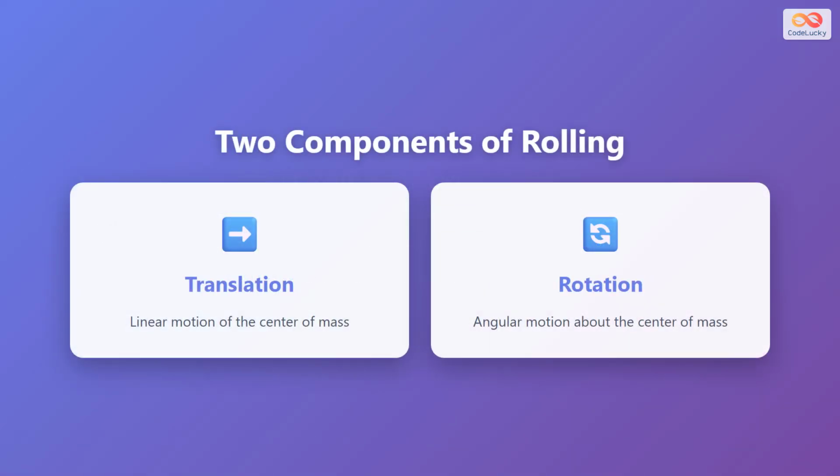Rolling motion can be broken down into two distinct components. First, there's translation, which is the linear motion of the center of mass. This is the forward movement of the object as a whole. Second, there's rotation, which is the angular motion about the center of mass. This is the spinning action around the object's central axis. Both components must work together for proper rolling to occur.